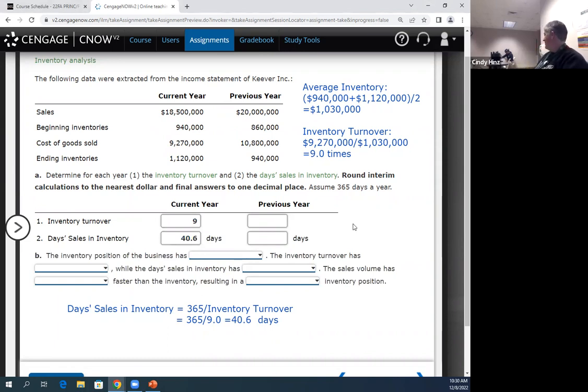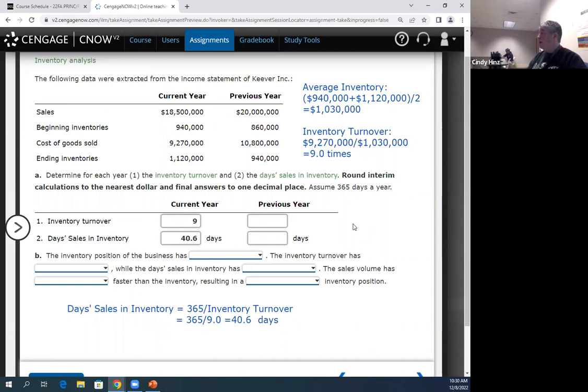So is 40.6 days good or bad? I have no idea. I have no idea what Keever Incorporated does, what they sell. If they are a grocery store, that inventory turnover is pretty slow. If they are a merchandising company, a department store like Kohl's or JCPenney, that's probably a little bit fast.